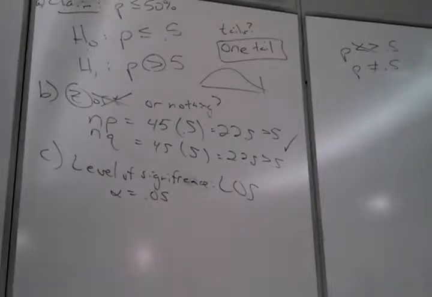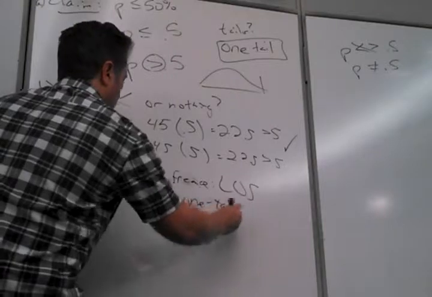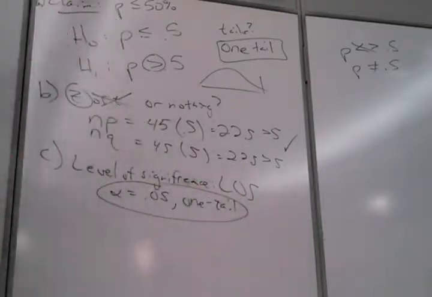So we know we're using z-scores. I know that alpha is 0.05. I know that how many tail tests is it? One tail. So can you look on your little chart? Look at one tail, 0.05, and tell me what the z-score is.